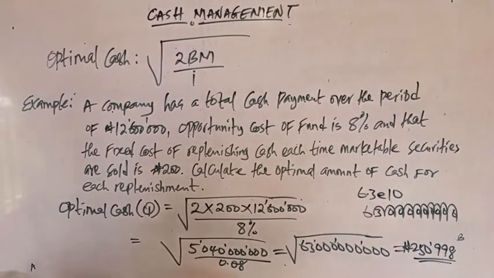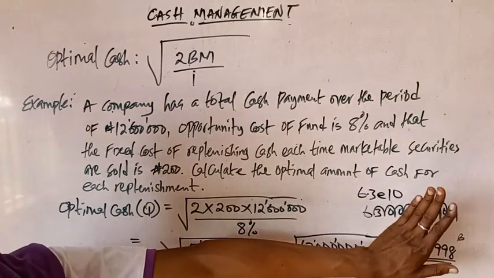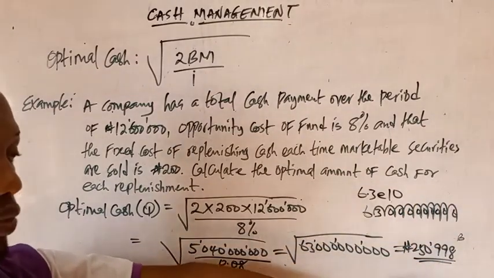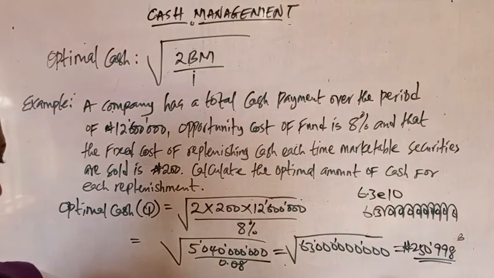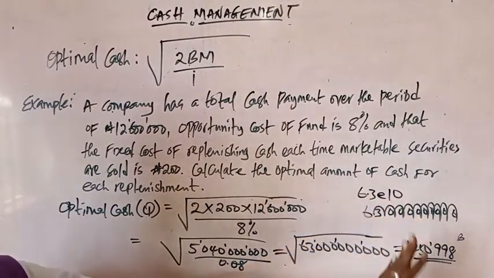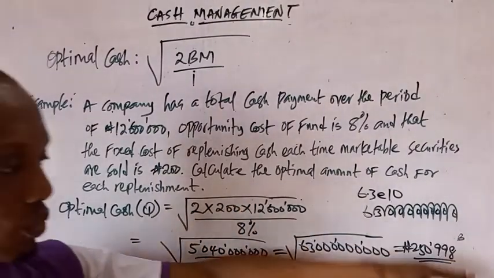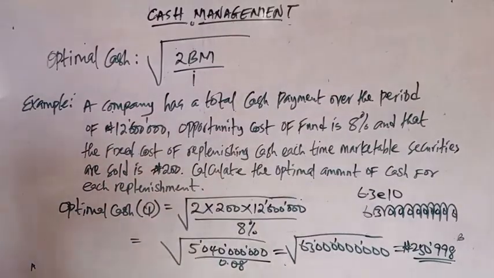Once again, this is optimal. You should not go below, and you should not go above. That's what we mean by optimal. When the cash has come below, you should sell marketable security in order to bring the value back. If you are holding cash that is more than this, you should buy marketable security in order to bring the cash back to its optimal level. That is exactly what we are talking about when we talk about the cash management model using the Baumol model.